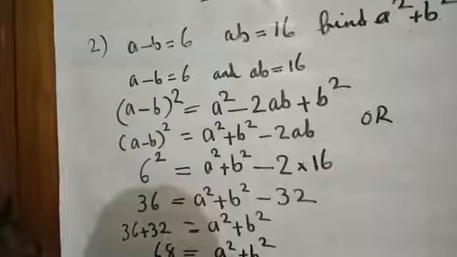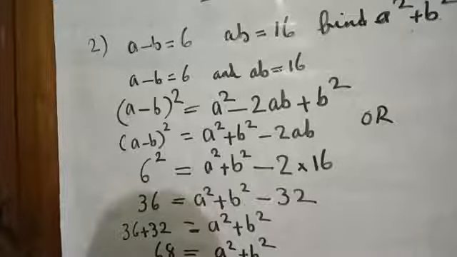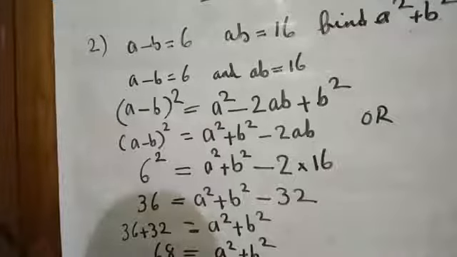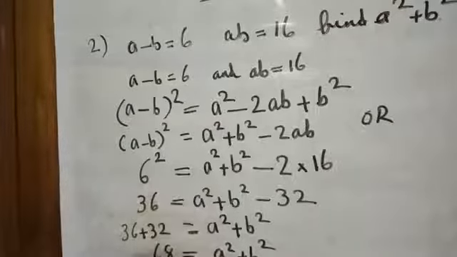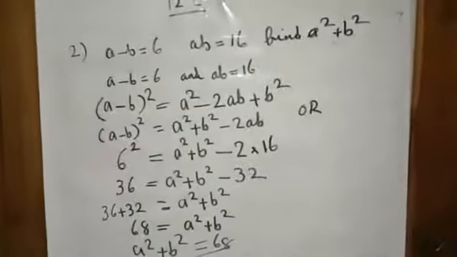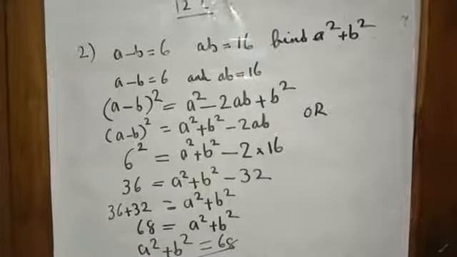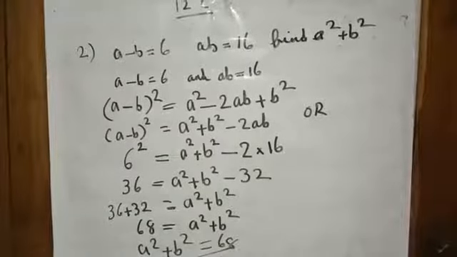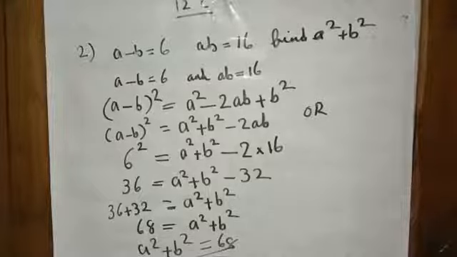So what is a square plus b square? A square plus b square is equal to 68. Okay. Clear? Very simple. You can do it yourself. These types of problems are very simple. 68 is the answer.